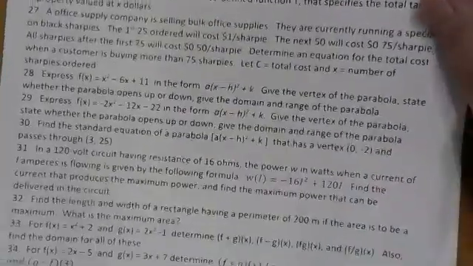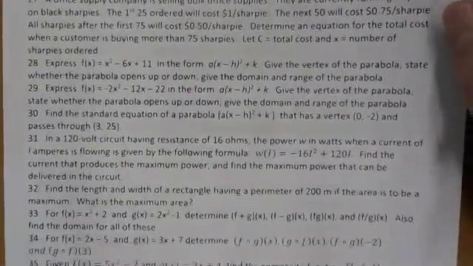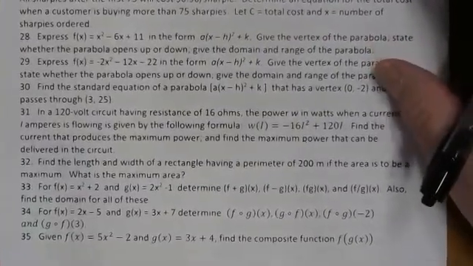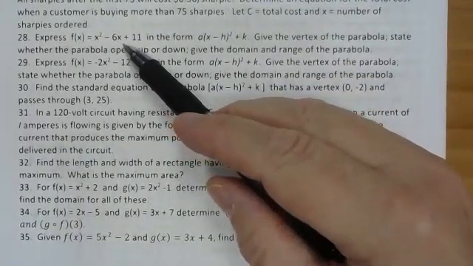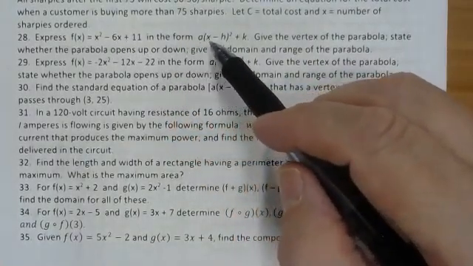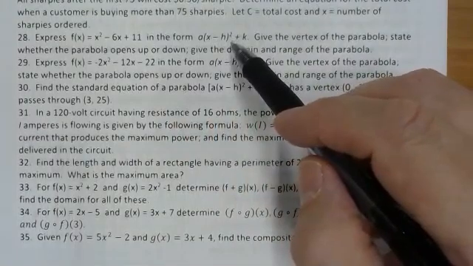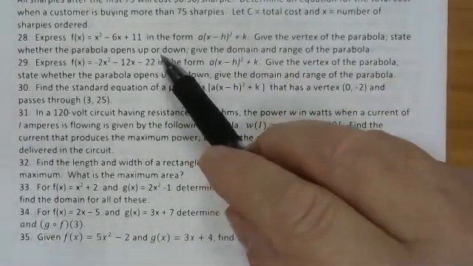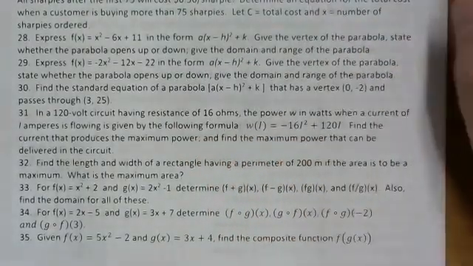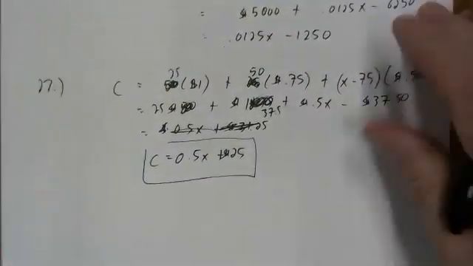28. Now we get into quadratic equations and sort of graphing parabolas. Here's a standard quadratic, and we want to write it in the form of the parabola equation. Once we do that, give the vertex of the parabola, state whether it opens up or down, domain and range. So this is where we have to do another completing the square.